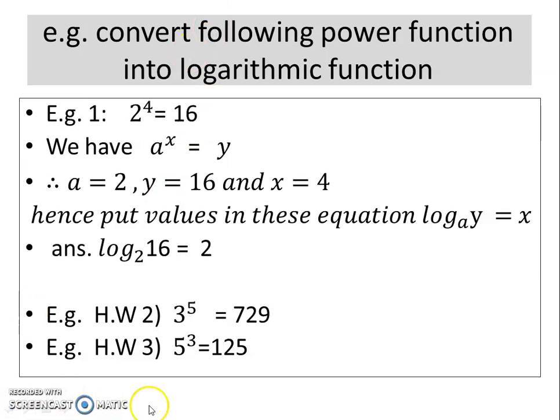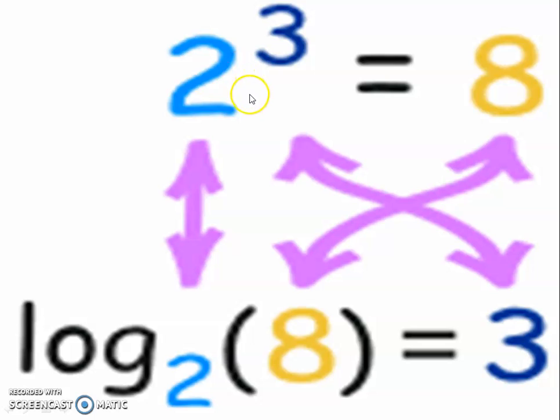Now in today's lecture we discuss the main topic. We have 2 raised to 3 is equal to 8. We take the exponent form into a logarithmic form, log, base the same. Base is 2 in this example, answer is 8, equal to 3. Always remember that when converting exponential into log, you should write log first, then write the base, then the answer is 8 and the index is 3.